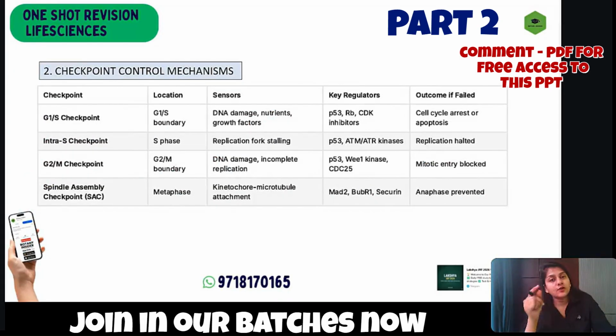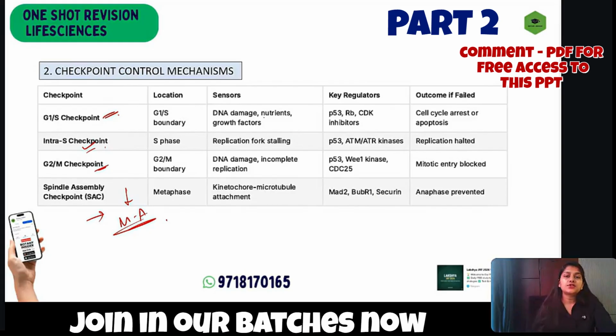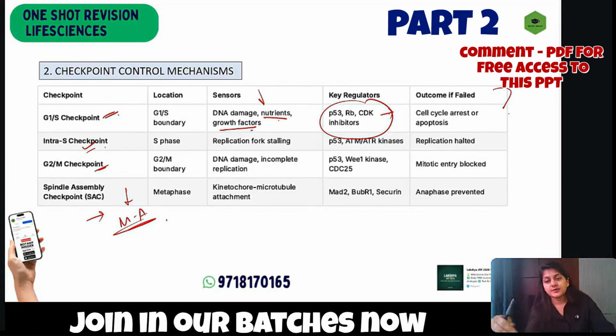Then checkpoints, we have already revised it. So G1 to S checkpoint, then you have intra-S, then you have G2 to M, and then you have the spindle assembly checkpoint, that is the metaphase to anaphase checkpoint. In the G1 to S checkpoint, the DNA damage, nutrients, growth factors are sensed. Key regulators are p53, retinoblastoma, CDK inhibitors, etc. And what is the outcome? The cell will either be getting arrested or it will undergo apoptosis.